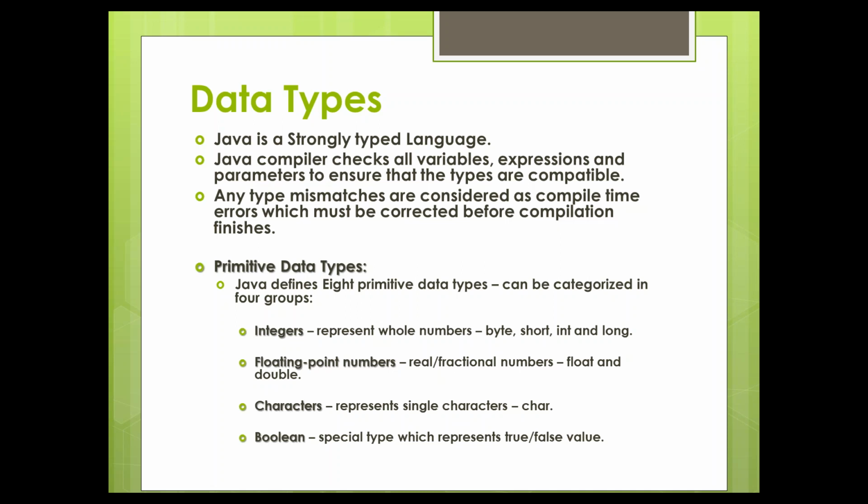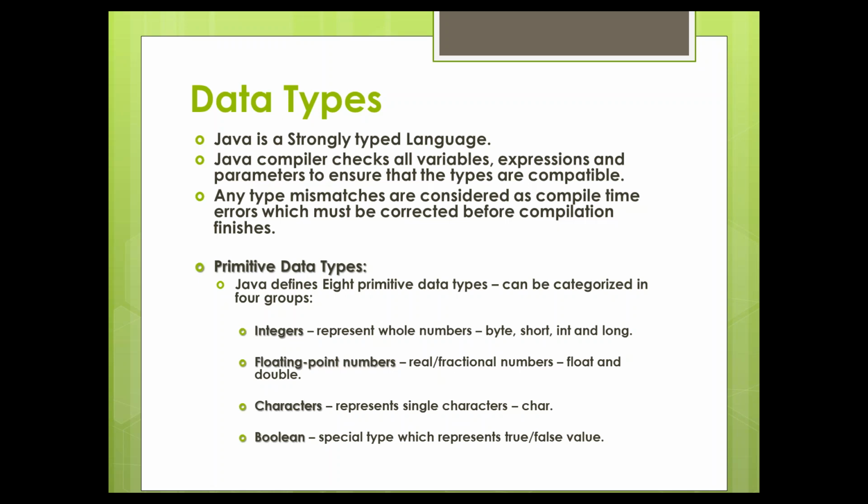So all incompatibilities or mismatches related to types are considered compile time errors, which must be corrected before you move ahead and execute your program. As these are compile time errors, you have to correct them in order to compile and generate your bytecode which can be executed. Okay. So Java defines two kinds of data types here. One is primitive data types, and the other is objects. Objects are called complex data types.